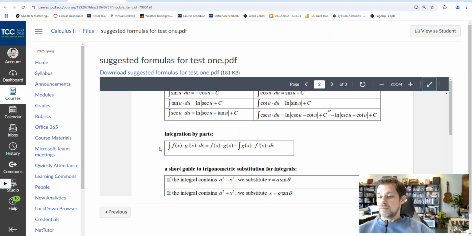There are other ways that you could express this integration by parts formula, but they all express the same truth, even if the notation is a little bit different.